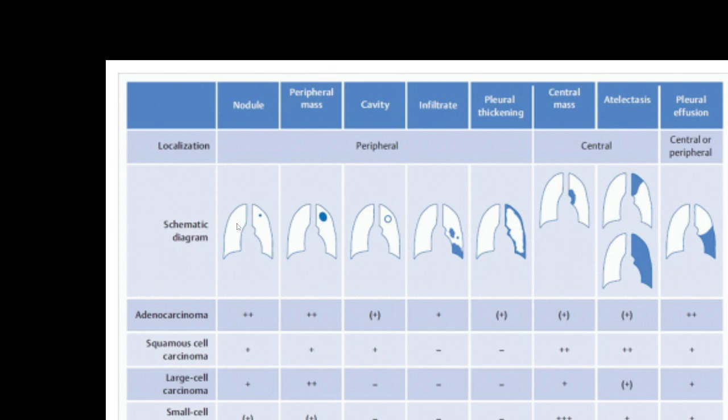Radiological evidence can be quite widely varying, and hence a summary is presented here: you may have either a single nodule or a peripheral mass lesion, or a cavity, or an infiltrating area, or pleural thickening, or a mass in the hilar area, or a mass in the apex area, or the whole lung tissue can be involved, or atelectasis, where lung tissue may collapse, or pleural effusion. These are the various radiological presentations of lung carcinoma, and that makes the diagnosis difficult.